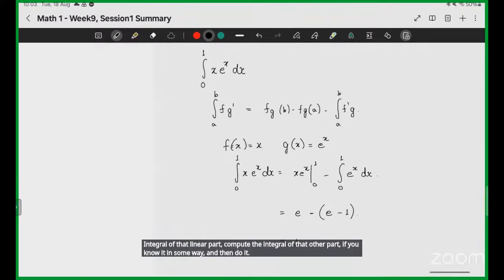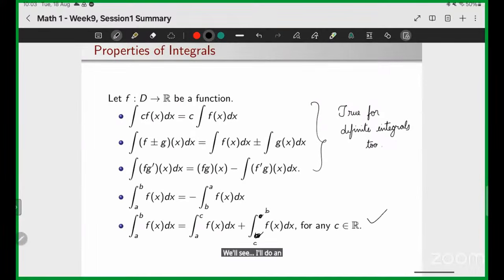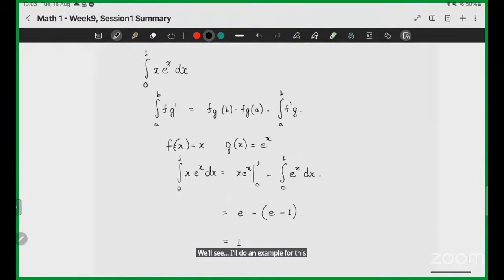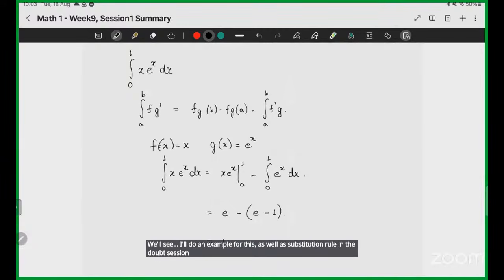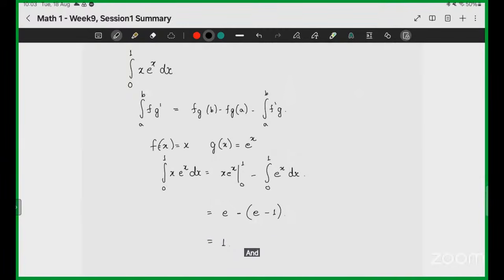We'll see. I'll do an example for this as well as the substitution rule in the doubt session. And now if you have any doubts, you can ask.